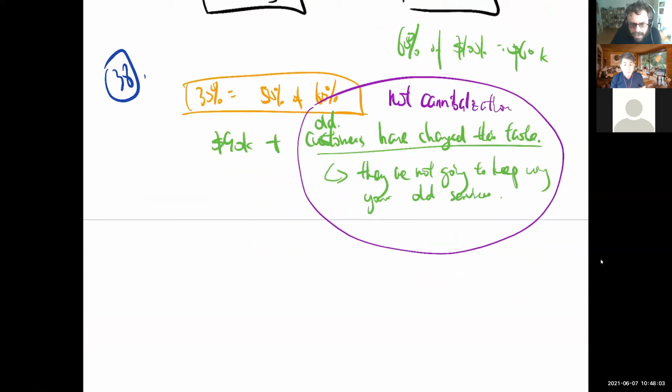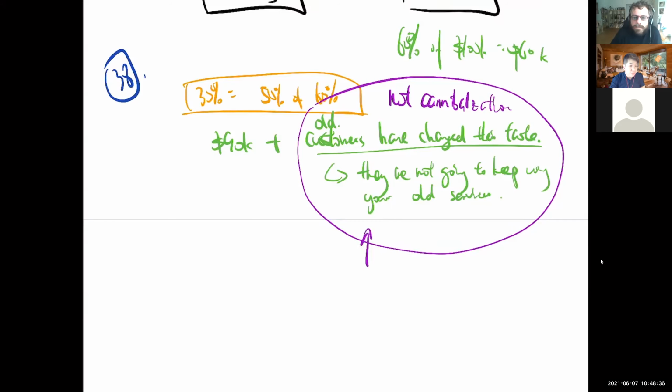Cannibalization is a process within one particular market. Cannibalization means that your new service eats up your revenue from your old service. Okay. Because they have changed their taste, right? This is additional information: they have changed their taste. They are not going to buy your old service anyway. So introducing the new service is not taking up the sales from the old service, right? Because they have changed their taste.